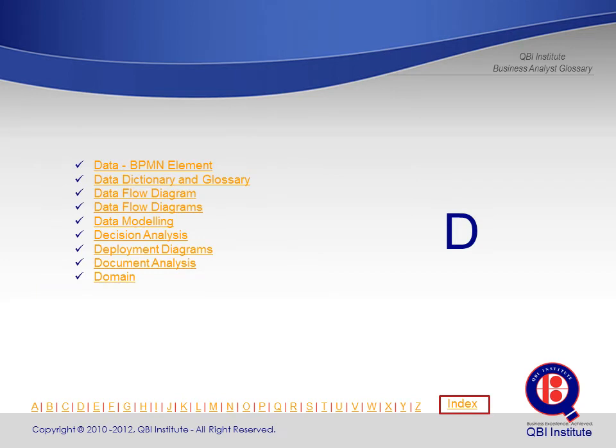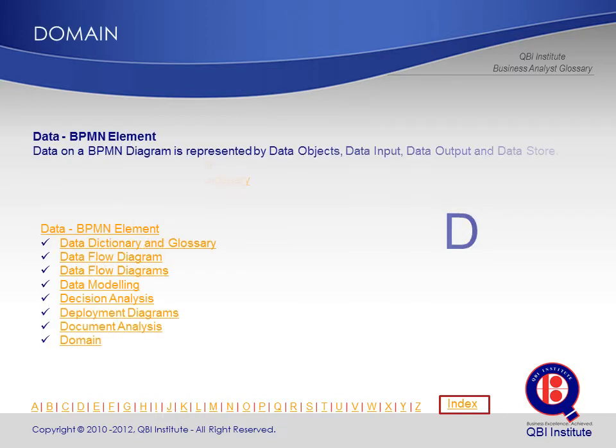Data BPMN element, data dictionary and glossary, data flow diagrams, data modeling, decision analysis, deployment diagrams, document analysis, domain. Data BPMN element. Data on a BPMN diagram is represented by data objects, data input, data output, and data store.